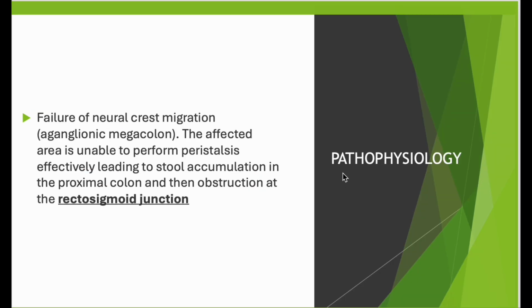Let's delve deeper and talk about the pathophysiology of the disease. First of all, there's failure of neural crest cell migration, which causes the aganglionic megacolon. So another name for Hirschsprung's disease is aganglionic megacolon. The affected portion of the colon lacking the neural crest migration is going to underperform. Since peristalsis is not effective at that point, there's stool accumulation in the proximal colon, and then an obstruction at the rectosigmoid junction.